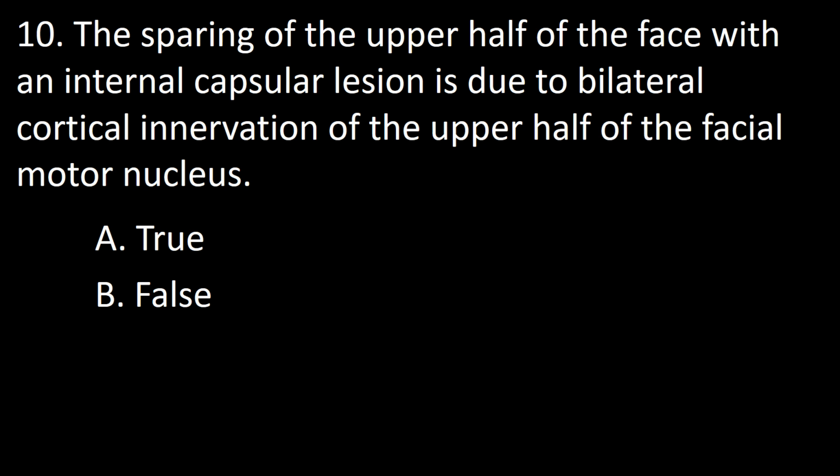Next question. The sparing of upper half of the face with an internal capsular lesion is due to bilateral cortical innervation of the upper half of the facial motor nucleus. A true, B false. This patient suffered a right internal capsular stroke. This patient has a facial asymmetry. On the left, you can see a facial dimple, but not on the right. On the left, the corner of the mouth is higher than on the right. So the right side is good and the left side is bad.